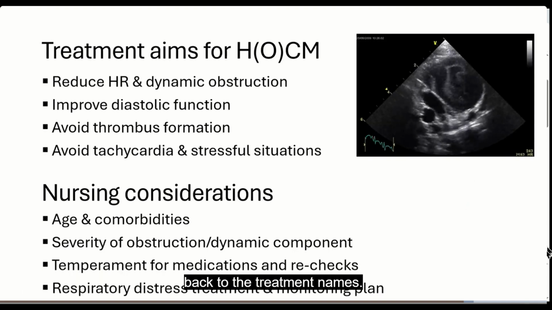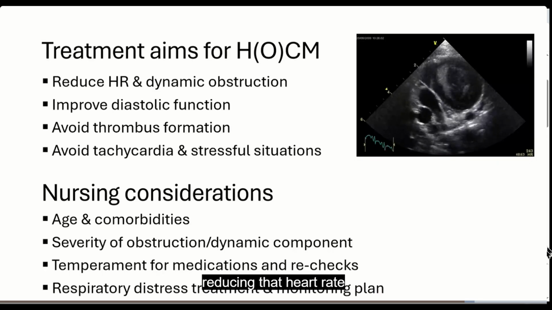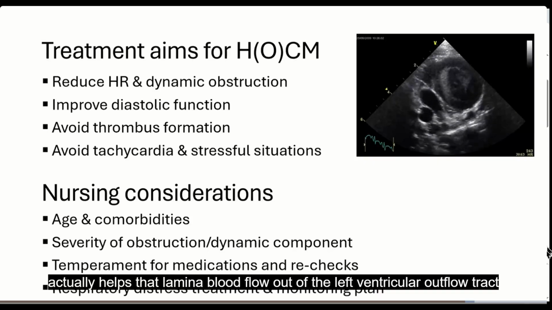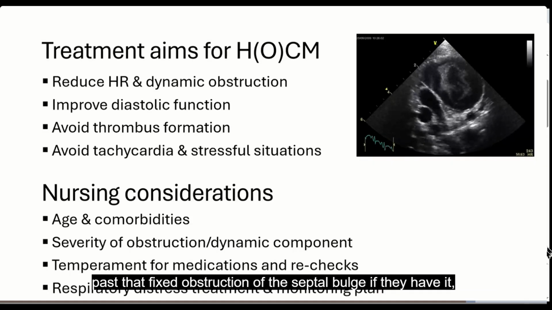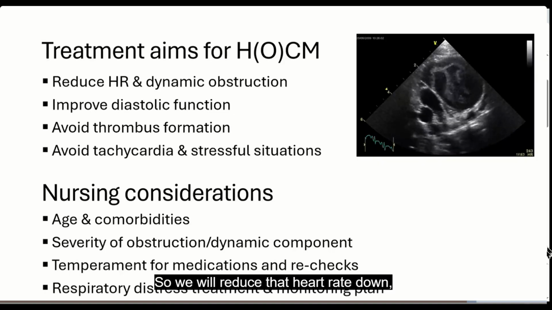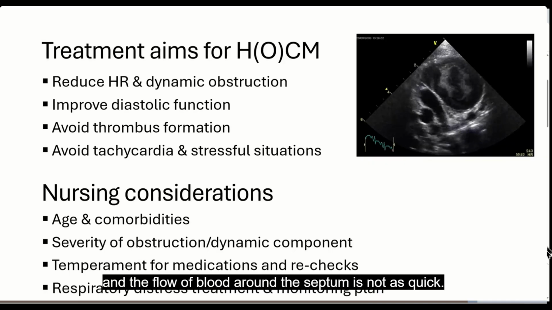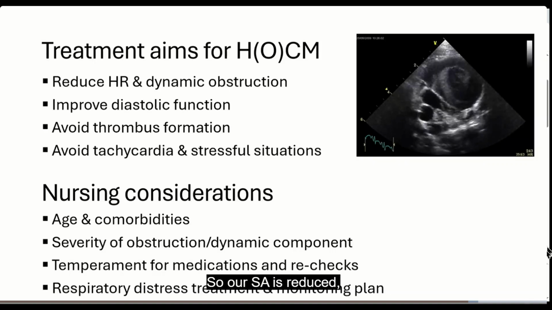We want to reduce heart rate. Now, again, as in aortic stenosis, reducing that heart rate actually helps that laminar blood flow out of the left ventricular outflow tract, past that fixed obstruction of the septal bulge, if they have it, but also the dynamic obstruction of the SAM. So when we reduce that heart rate down, our SAM is reduced and the flow of blood around the septum is not as quick, so our SAM is reduced, so the obstruction is reduced, so everything improves.